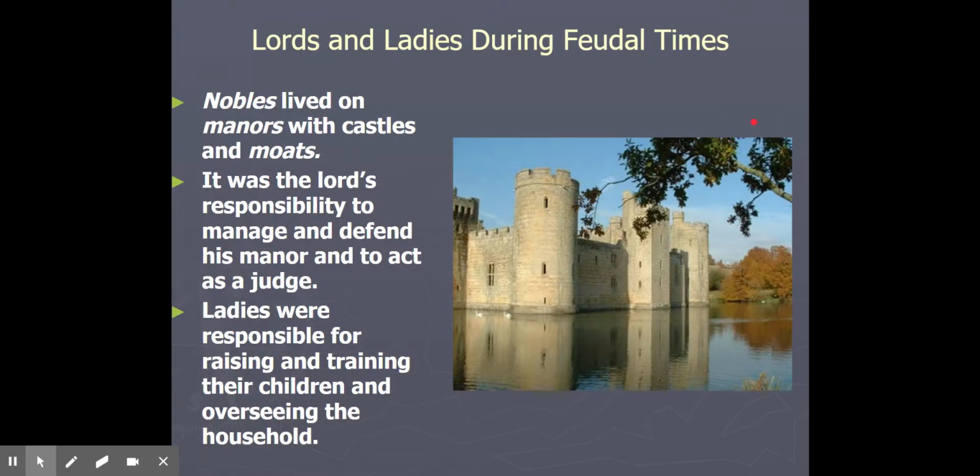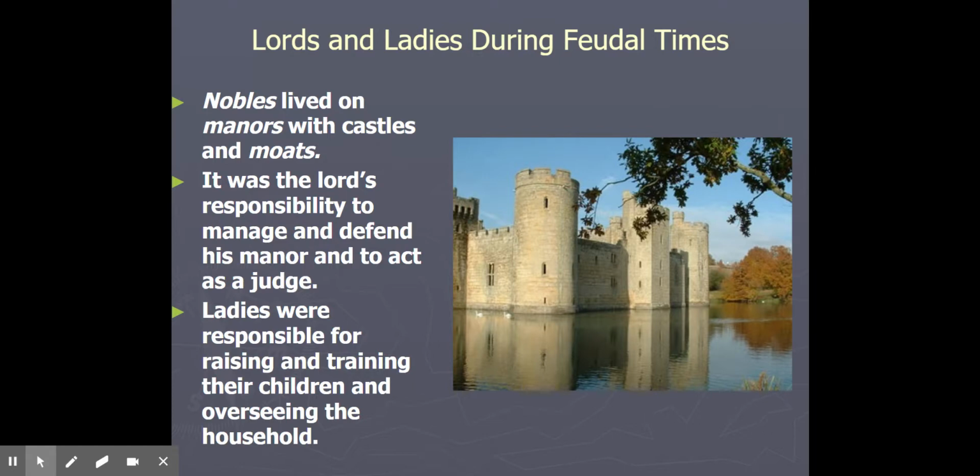So, lords and ladies during feudal times. The nobles, which are the lords and ladies, the dukes, the duchesses, all of them, were given land by the king, and they had to protect that land, so they had to go live there, and they built a house, and that's what a castle is, right? They are called manors, and basically a castle is just a gigantic house.